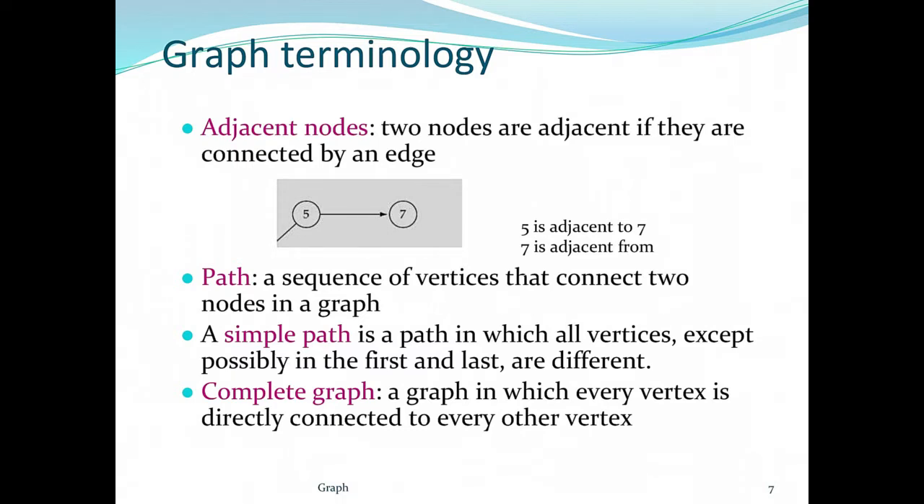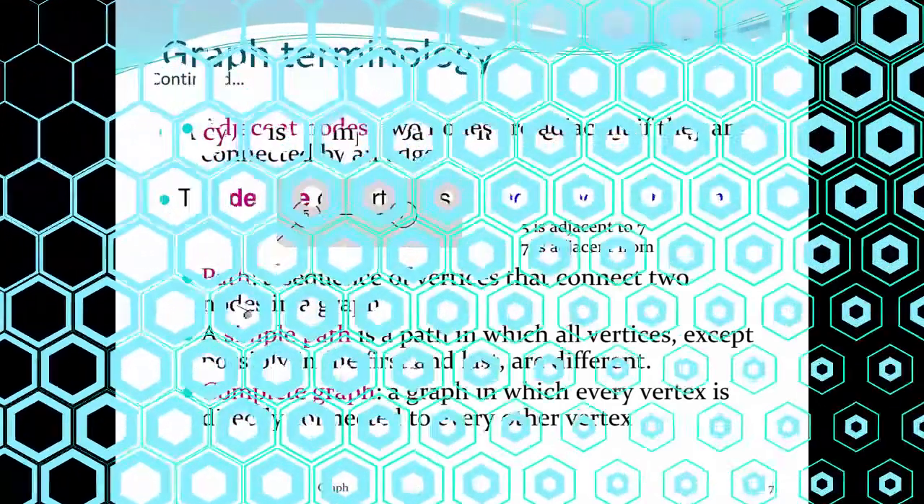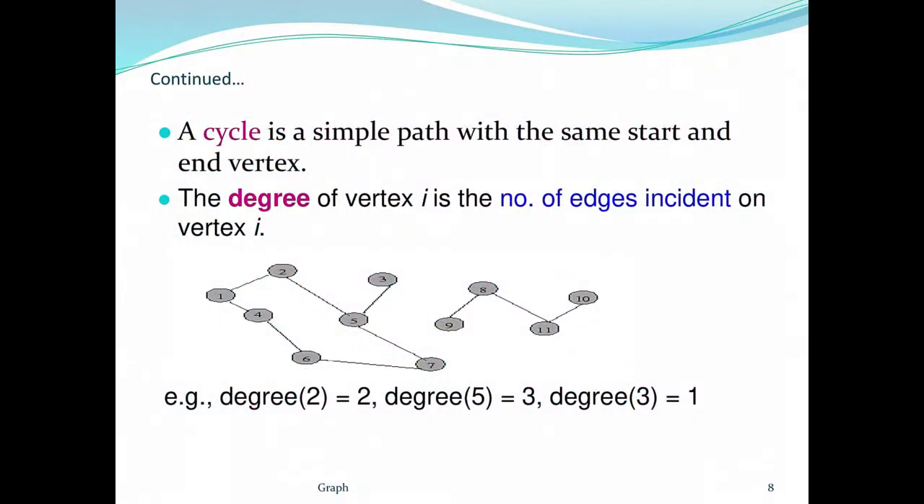A simple path is a path in which all vertices, except possibly the first and last, are different. A complete graph is a graph in which every vertex is directly connected to every other vertex. A cycle is a simple path with the same start and end vertex. The degree of vertex I is the number of edges incident on vertex I. For example, the degree of vertex 2 is 2, the degree of vertex 5 is 3, and the degree of vertex 3 is 1.